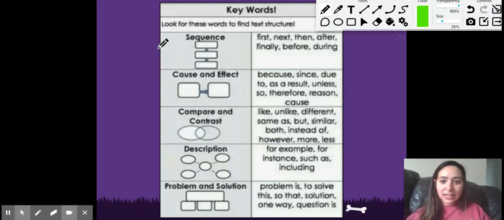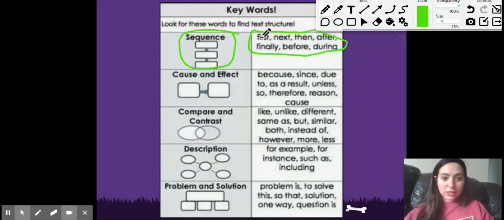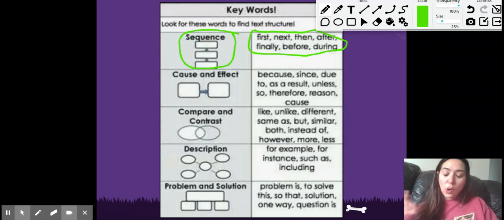So, just like the video said, there are a lot of different ways that an author can write a text or a book or a story or anything that we might read. So, the first way is sequence. And here are all the words that are special to a sequence passage. So if you see the words first, next, then, after, finally, before, or during, that means they probably use sequence. This is really common in recipes or anytime an author is telling you how to do something.